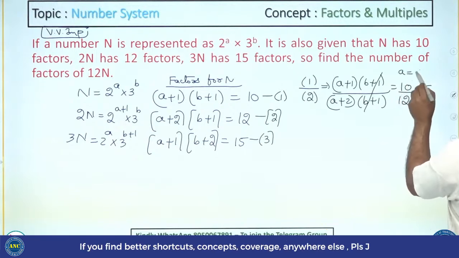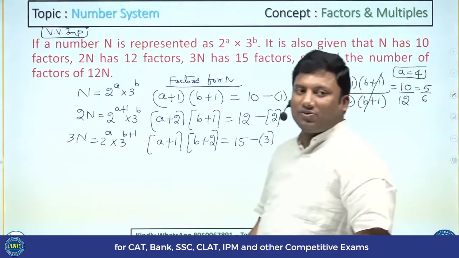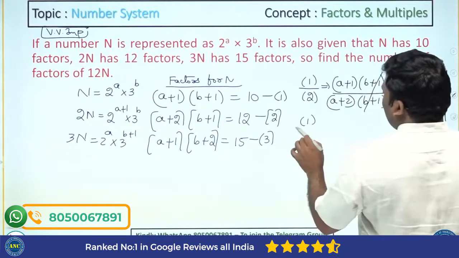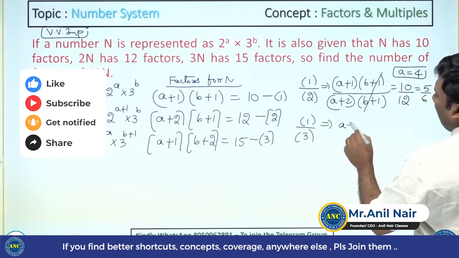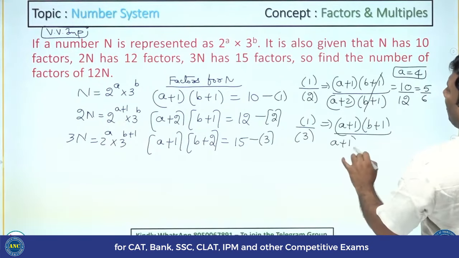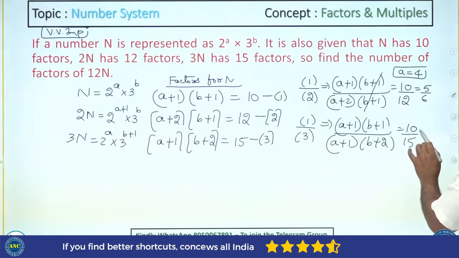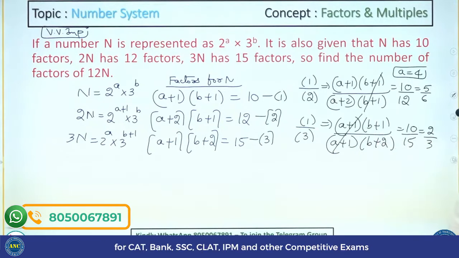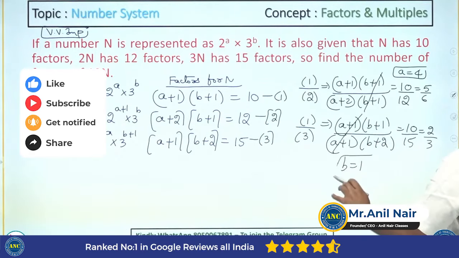So definitely I can say a value is 4. Let me do equation 1 divided by equation 3. I can cancel out a plus 1. That's my intention. a plus 1 into b plus 1 divided by a plus 1 into b plus 2 is equivalent to 10 by 15. 10 by 15 is 2 by 3. These cancel. b plus 1 is 2, and b plus 2 is the next natural number, 3. So b value will be 1.